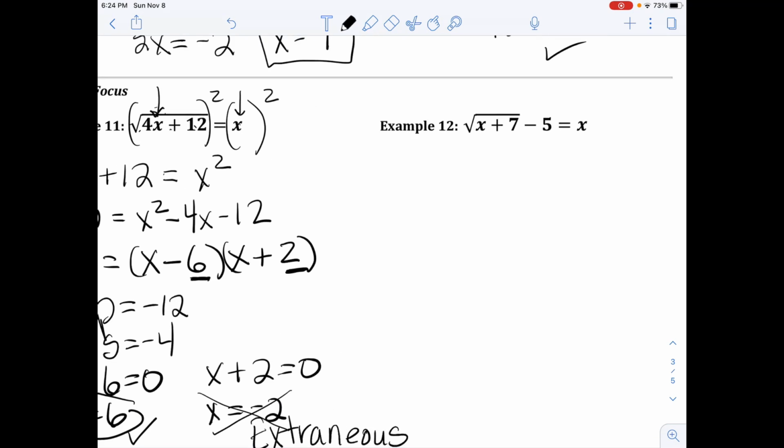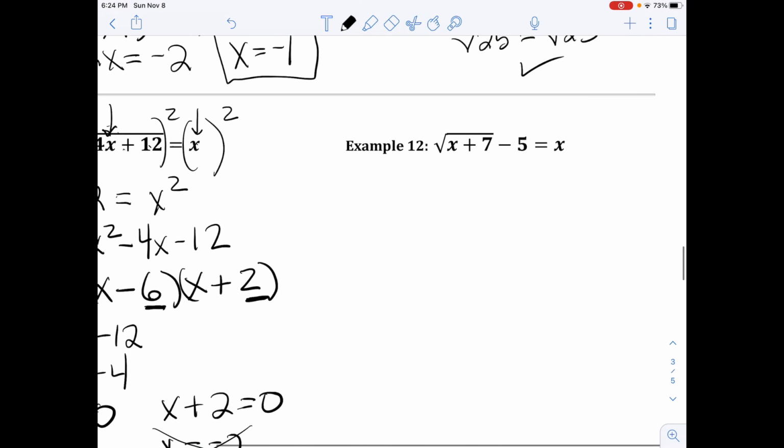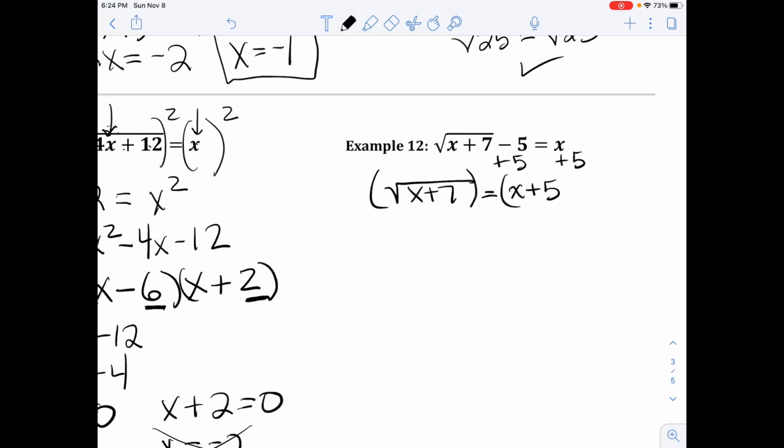All right, example 12. Again, we're going to isolate the radical, which means I have to add 5 to the other side. So this is going to give us the square root of x plus 7, but on the right side, it's going to be x plus 5. Follow the same steps. Square both sides. On the left side, again, we're left with x plus 7. But on the right side, when we square x plus 5, that means we write it twice.